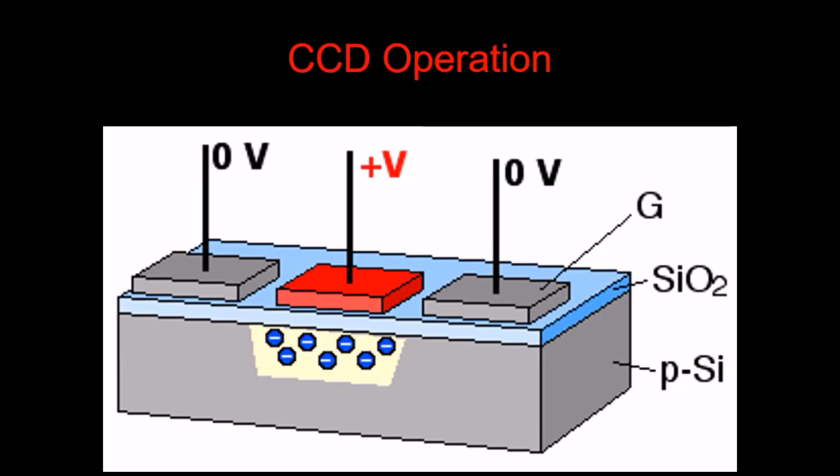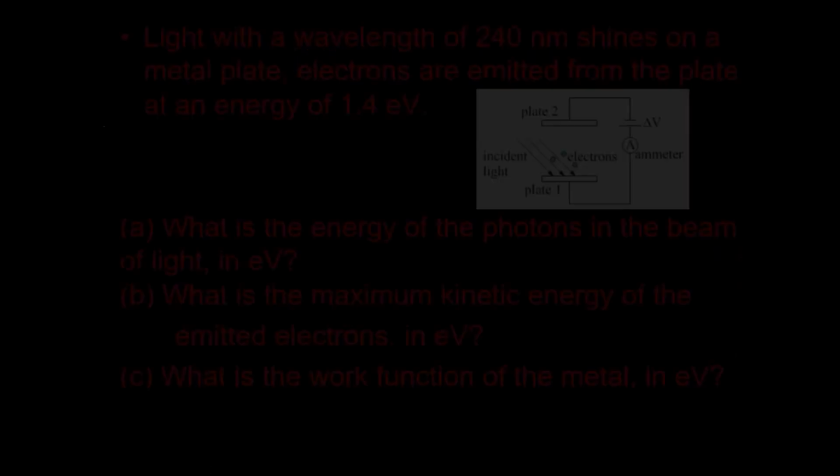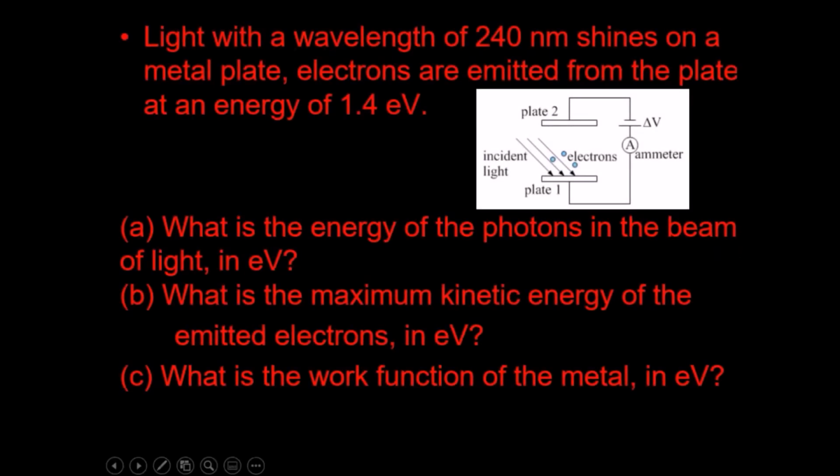So let's take a look at an example. So here, light with a wavelength of 240 nanometers is shining on a metal plate. Electrons will be ejected from this plate at an energy of 1.4 electron volts. Our questions are, what is the energy of the photons in the beam? What's the maximum kinetic energy of the emitted electrons? And finally, what is that work function, phi, for the metal?